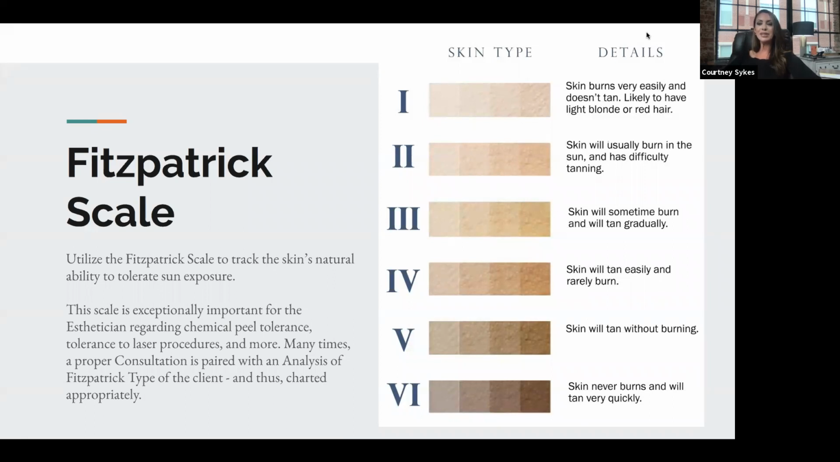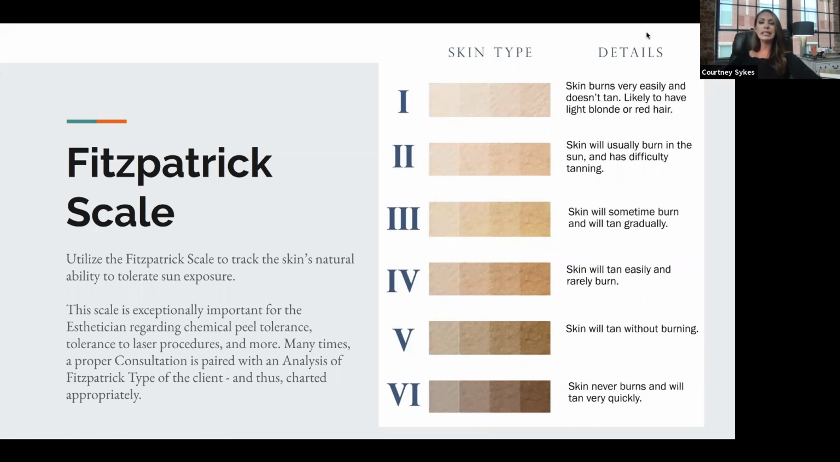We still need that sunscreen. So Fitz 5, skin will tan without burning for sure. We still want to protect it with sun protection, okay? Whether it's wearing long sleeves or UV protected wear at the beach, wearing hats, we want to keep that gorgeous skin as beautiful as possible for a very long time.